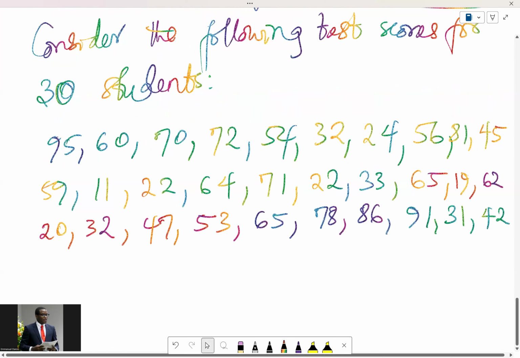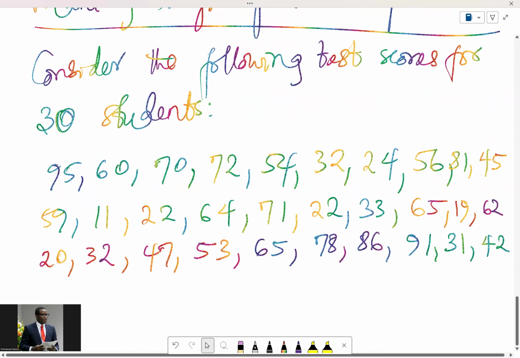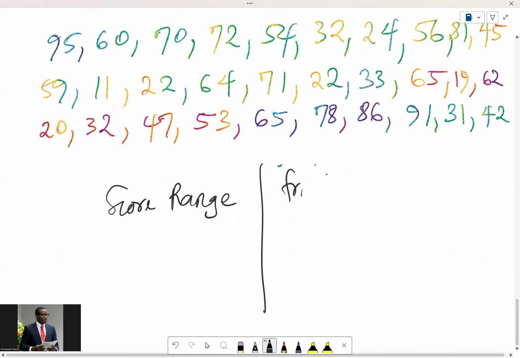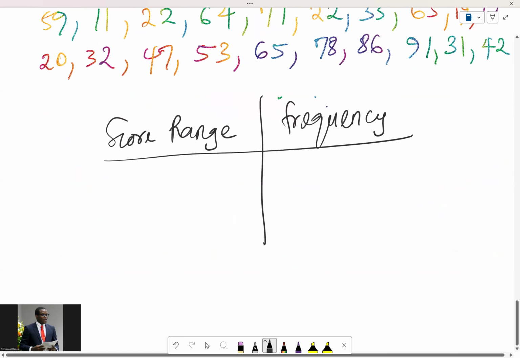So the way it is now, this is ungrouped data. You just have the values one after the other like that. You can make it into grouped data, and that is what we want to do next. So we can now have a score range, and then you have the frequency. You have a score range and you have a frequency. So this is how that goes.